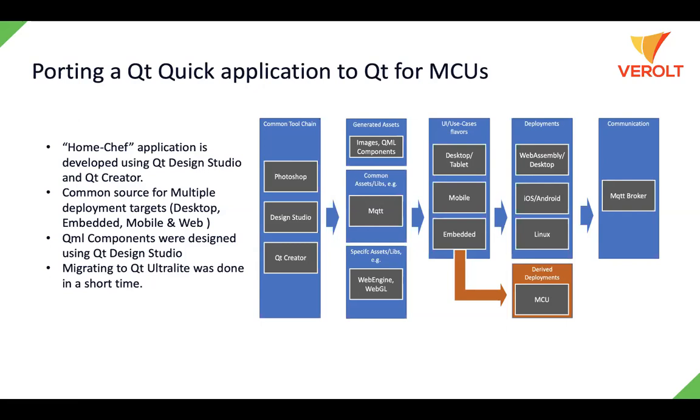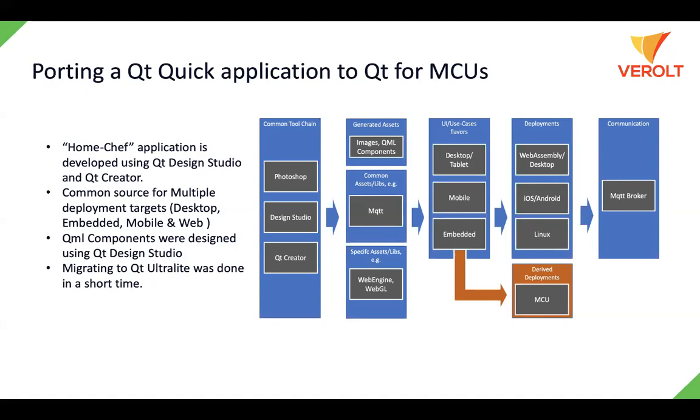As we discussed, in the common tool chain we used, all the designs were done via Photoshop. Then a new tool, Qt Design Studio, was used to generate the QML and the assets, and finally Qt Creator to manage the screens and the backend programming. From Design Studio, we generated the images and the QML components, for desktop, embedded, mobile, and web.